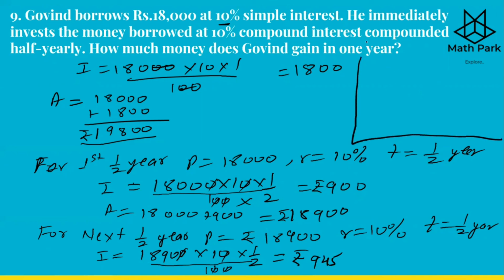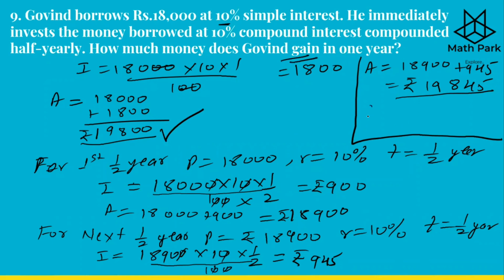Okay. Then let us do the part over here. So the amount that he has given to someone, that he gets from the person as 18,900 plus 945, which is equal to 19,845 rupees. Okay. So he has lent with the compound interest, he got this money, but he is supposed to return the other amount. So what is the gain he gets?